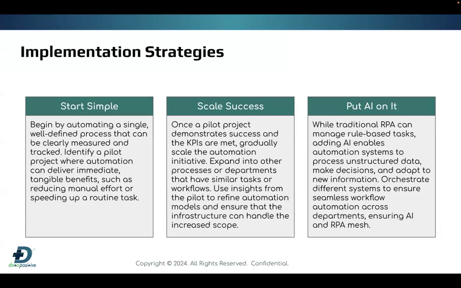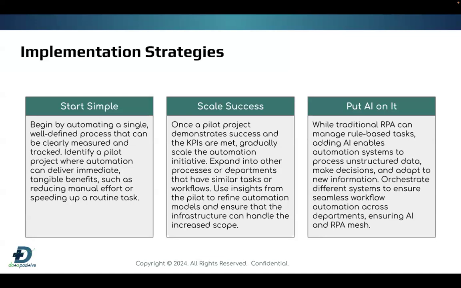Implementation strategies. Start simple. One process that can be clearly measured and tracked. Identify a pilot and make sure it's delivering outcomes, and it's a routine task. These are things we should always start with. Then some things will work, other things won't, and it won't just be a binary pass or fail. Usually it's, this part worked and this didn't. Great. How do we use that thing that worked, and how do we scale it to other parts of the business or process departments?